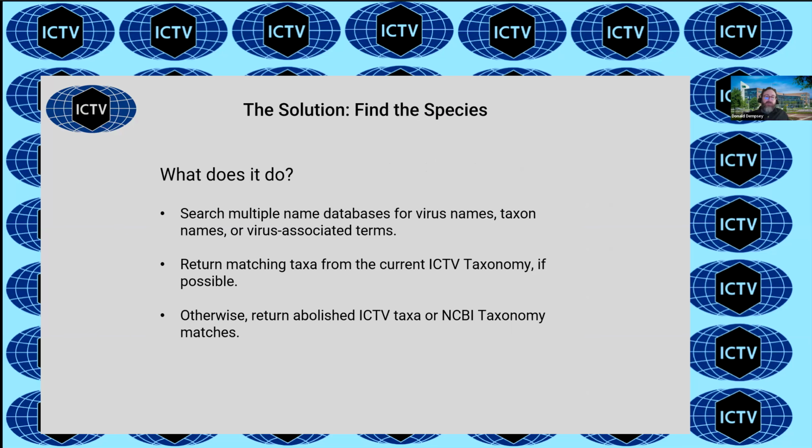Our solution to that problem is the Find the Species tool. As a very broad overview, it searches multiple name databases for virus names, taxon names, or virus-associated terms, such as abbreviations, GenBank accession, etc. It returns matching taxa from the current ICTV taxonomy, if possible. So the goal is to return the correct formal name of the species, or other ranks, as it turns out. Otherwise, if there's not a match with the current ICTV taxonomy, it'll return the abolished ICTV taxonomy, or possibly the NCBI name.